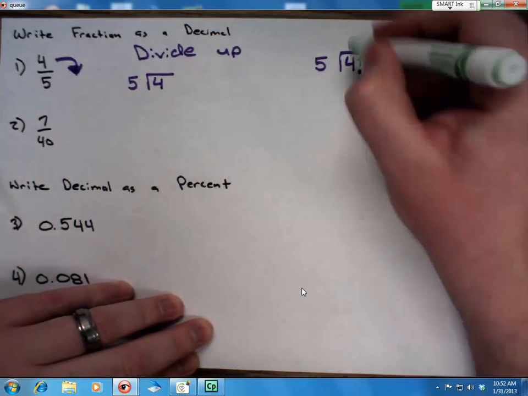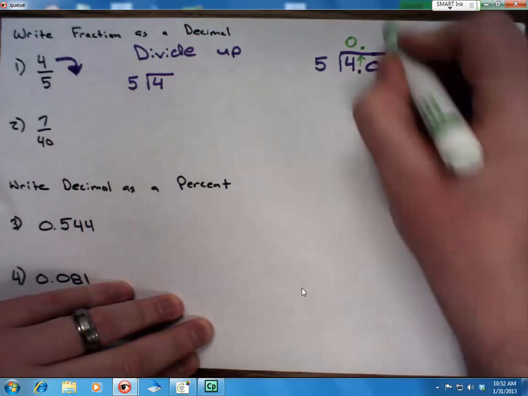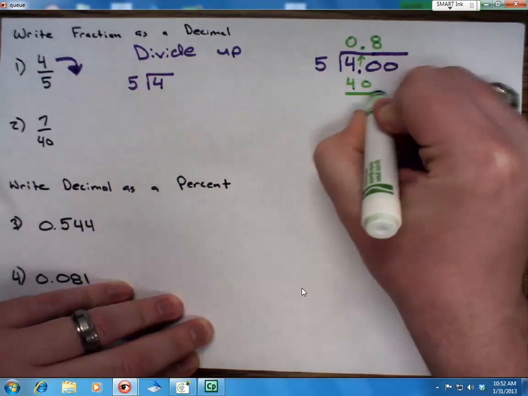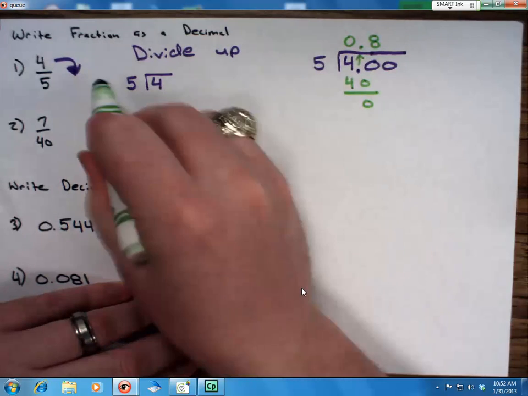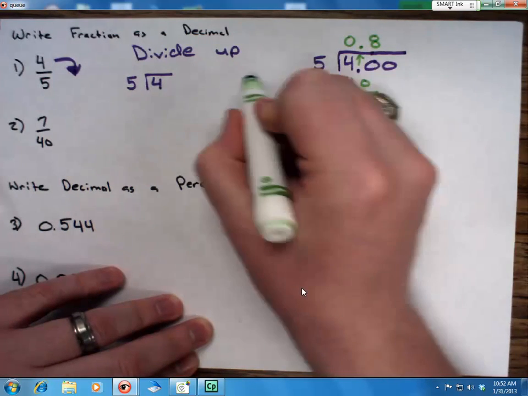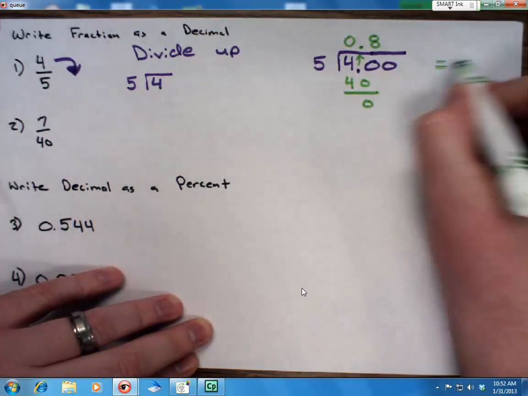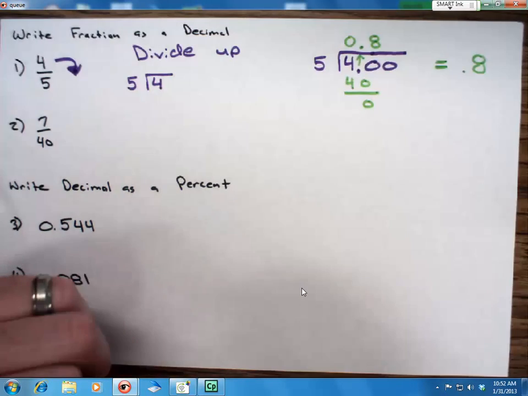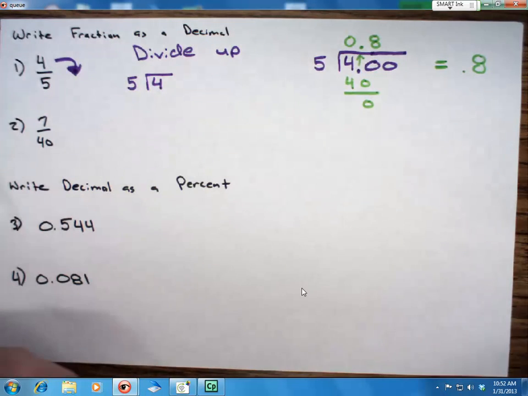5 goes into 4 0 times. 5 goes into 40 8 times, which actually gives me 40, and I cannot go any further. So 4/5 is going to be equal to 0.8. Okay? Now, that's one way to do it.